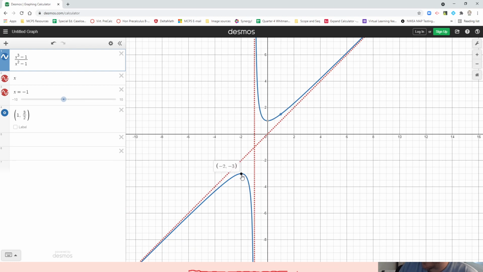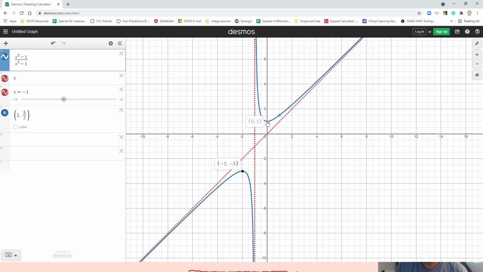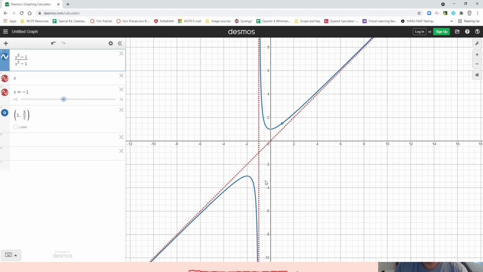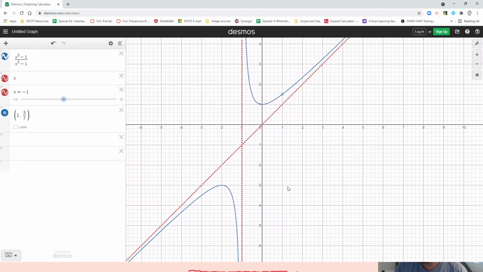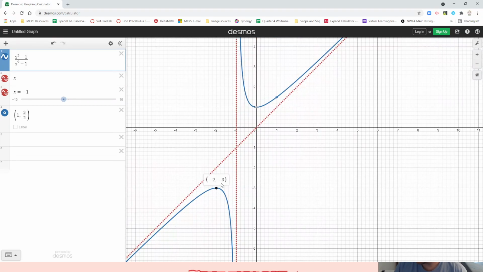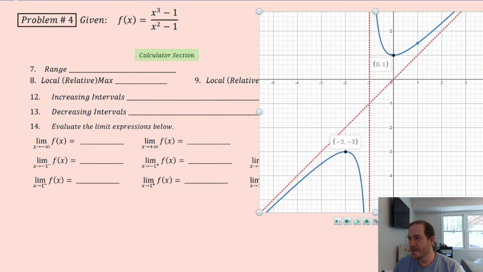I can click the graph, I can find that max. Ooh, look at those points, they're so clean. That doesn't usually happen. I don't know why this is doing this to me, but it's bothering me quite a bit. Okay, so I'm going to just grab a picture of that, and then we can answer all the follow-up questions. Turn this off. Okay, I'm back. So there's our graph.